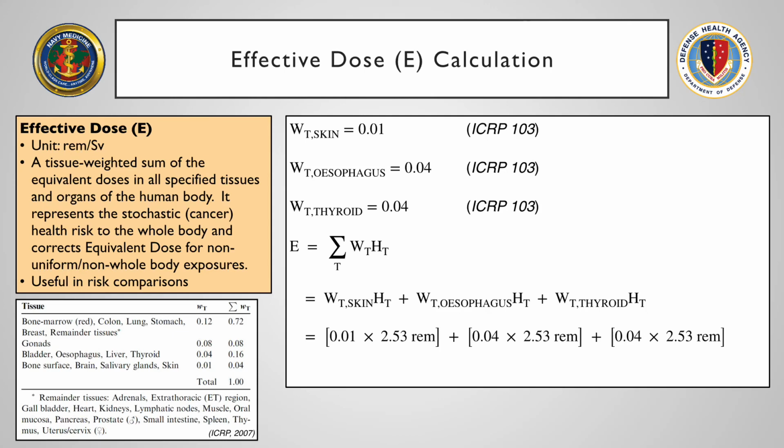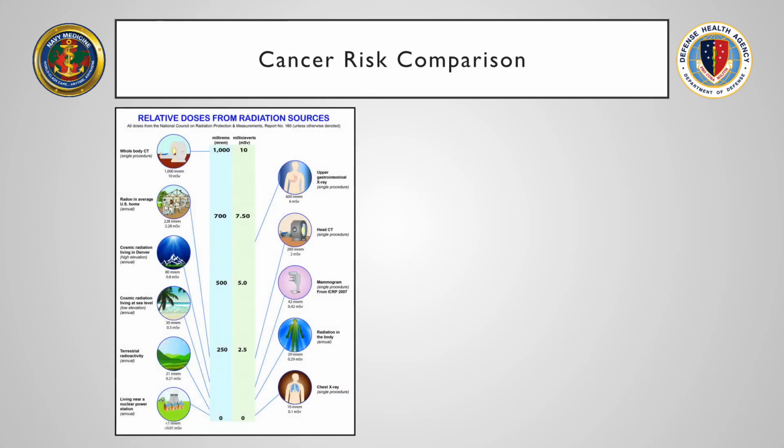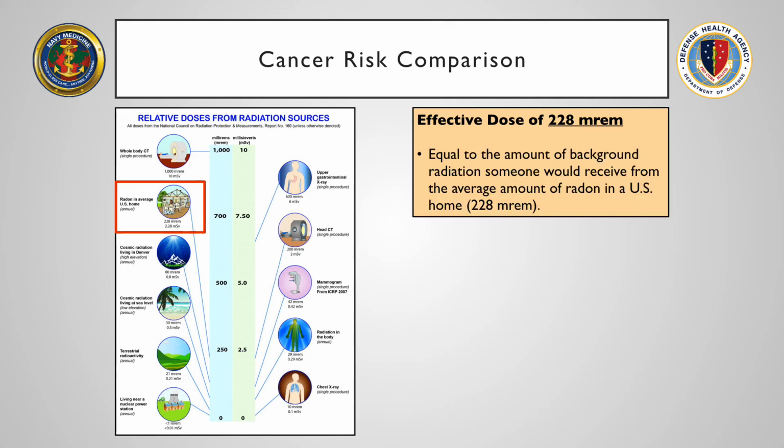So we substitute in our values, and we're left with 0.228 rem or 228 millirem. We can do a cancer risk comparison by using our effective dose. On the screen is a chart or table graphic I pulled from the Environmental Protection Agency's website. The values themselves are derived from NCRP 160. Coincidentally enough, the 228 millirem is actually identical to the amount of radon in an average U.S. home. So that's pretty relatable to the patient who doesn't have any regular dealings with radiation.